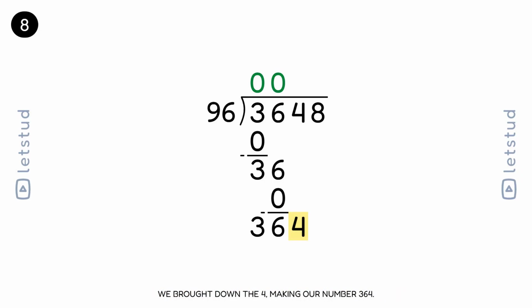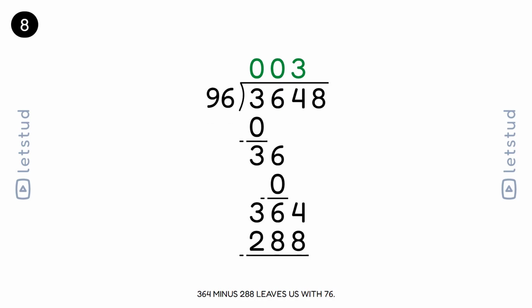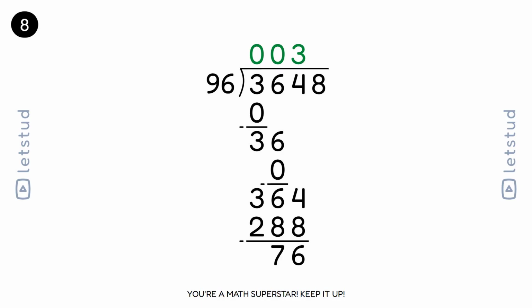We brought down the 4, making our number 364. 96 fits into 364 3 times. 3 times 96 is 288. 364 minus 288 leaves us with 76. You're a math superstar, keep it up. Let's bring down the last digit 8 to make 768. Our final number is 768.